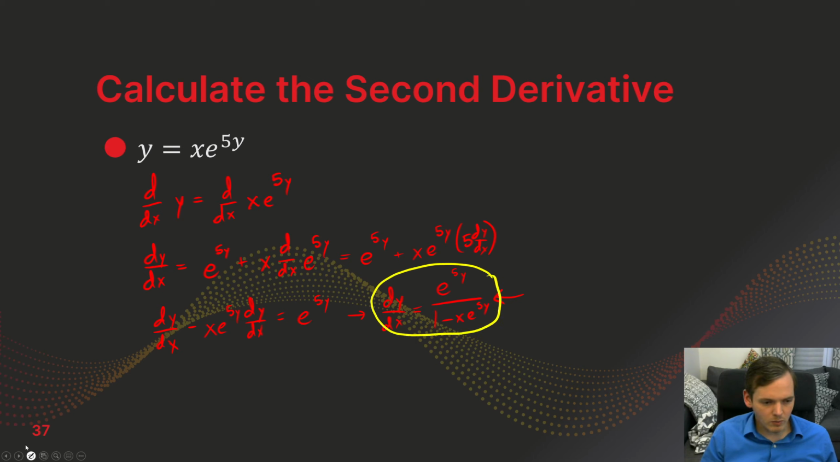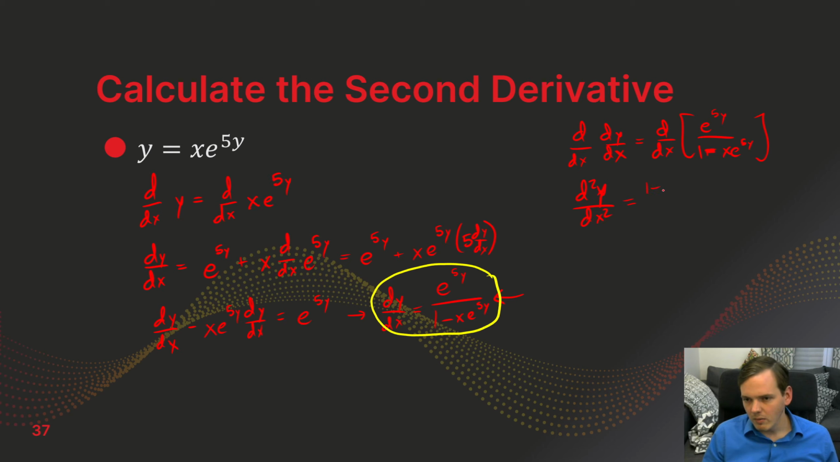So now we need to work on our second derivative. That's going to involve taking the derivative of both sides. So d by dx of dy by dx is equal to d by dx of e to the 5y divided by 1 minus x e to the 5y. The left side is just d squared y over dx squared, or in other words, the second derivative of y with respect to x. And the right side, we have to use the quotient rule again, unfortunately.